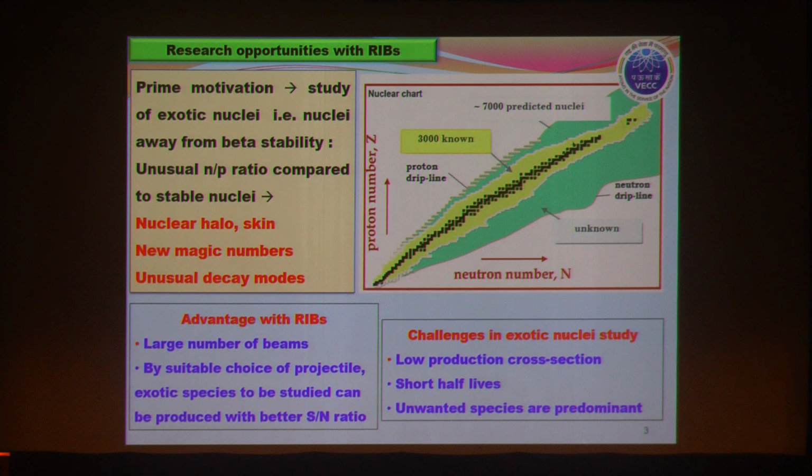But life is not so simple, because there are a few challenges. First of all, when you are going away from the stability line, the production cross-section is very small. The half-lives are also very short. And in general, compared to what you actually want to study, the other species which are closer to the stability line are produced much more. So the signal from them is predominant compared to the signal from your nucleus of interest.